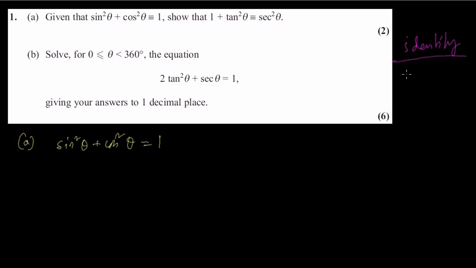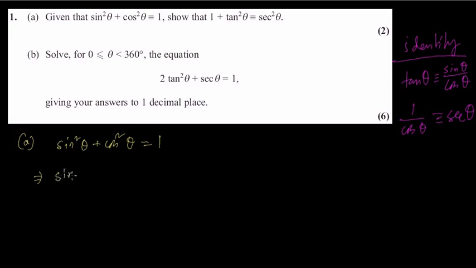The first information is that tan theta is identical to sine theta by cos theta, meaning tan squared theta is identical to sine squared theta by cos squared theta, same thing. And 1 by cos theta, the reciprocal of cos theta, is identical to sec theta. These two pieces of information are all that we need for doing this sum. So let's divide both sides by cos squared theta.